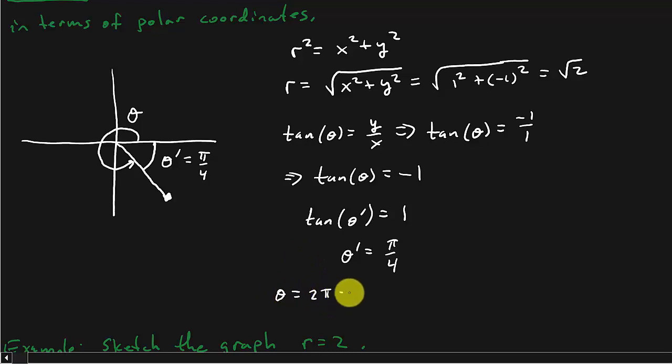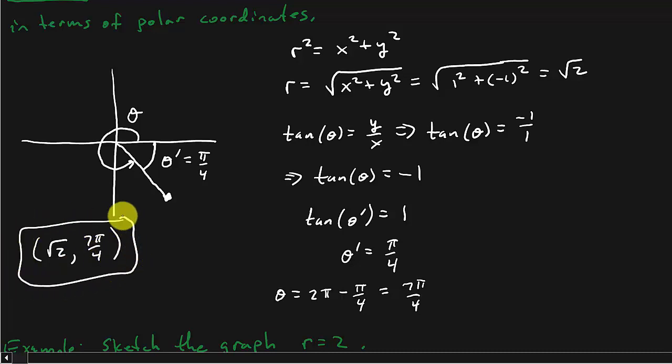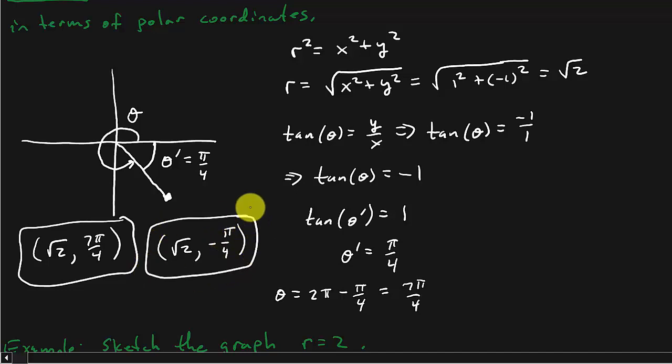And so theta is equal to what? Well, that would be 2 pi minus pi over 4, right? We go all the way around to 2 pi, and then subtract off the pi over 4. That gives us 7 pi over 4. And so our polar coordinate would be square root of 2, 7 pi over 4. And then also an acceptable solution is square root of 2, negative pi over 4. This is also a solution.